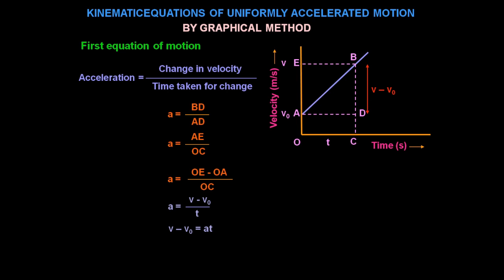From this, we can write v minus v naught as a into t, where v minus v naught is equal to at and v is equal to v naught plus at. Here v naught is the initial velocity which is already covered. In place of v naught, if we replace with u, it becomes v is equal to u plus at. This is the first equation which we can learn from the graph.